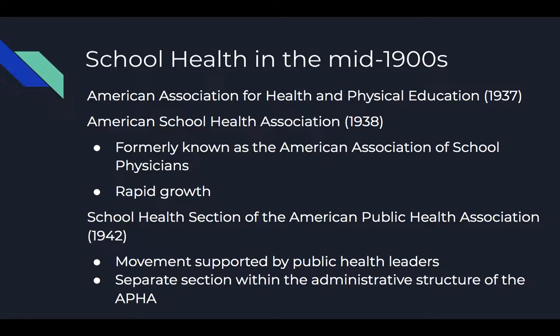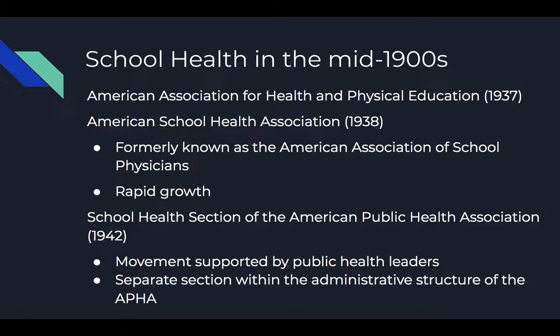The second major development that should be noted was the creation of the American School Health Association. Originally, this organization was founded as the American Association of School Physicians in October of 1927. After its founding, it grew so rapidly that in 1936, membership was open to all professionals who had an interest in promoting school health. This led to the official rebranding of the organization as the American School Health Association in 1938.